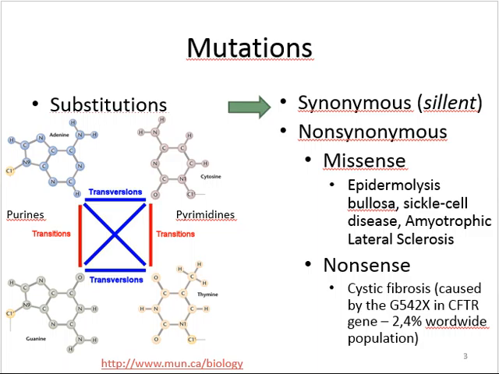And these kinds of mutations that have these kinds of consequences in protein are the cause of some diseases. For example, sickle cell disease or amyotrophic lateral sclerosis is caused by a substitution that causes a missense mutation. A nonsense mutation is the origin for cystic fibrosis.